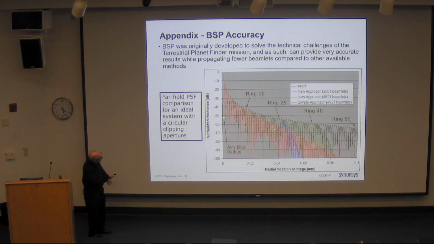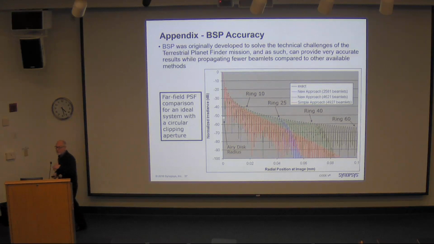And you can see that the simple approach is pretty degraded by that point, whereas beam synthesis propagation is doing really well. So you tell it how big of an image patch you're interested in, and it can do the analysis with far fewer beamlets. And that's really what caught NASA's eye, because it took what would have been a year of computation time down to 3 weeks. And then, of course, the program became unfunded, but then we turned it into a feature for all of our customers, which was nice.